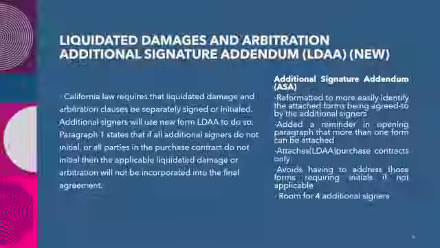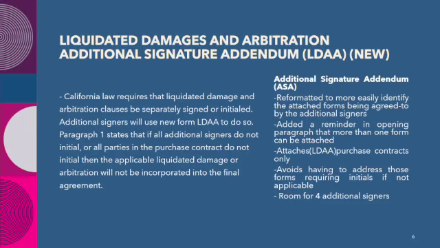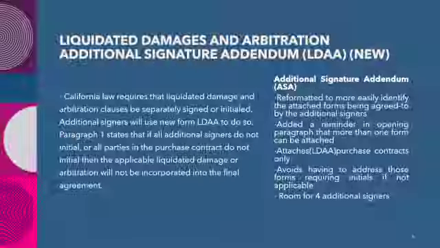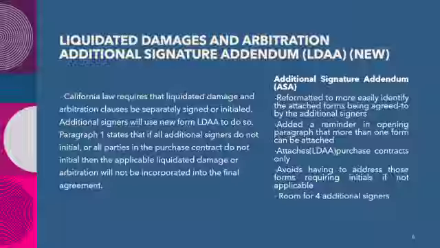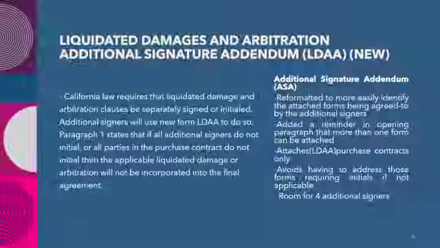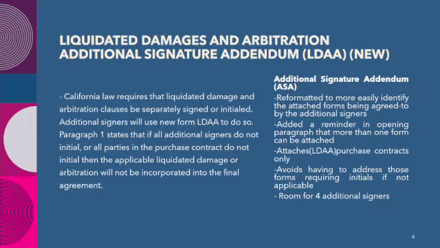The change on the ASA, the additional signature addendum, it was reformatted to more easily identify the attached forms being agreed to by the additional signers. They added a reminder in the opening paragraph that more than one form can be attached. It attaches this LDAA to purchase contracts only, and it avoids having to address those forms requiring initials if not applicable. It does have room for up to 4 additional signers.